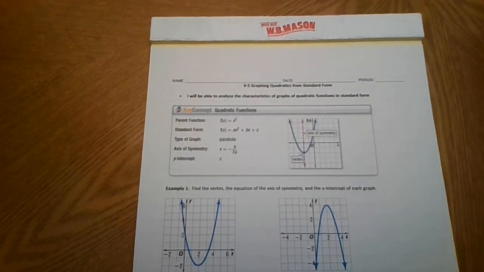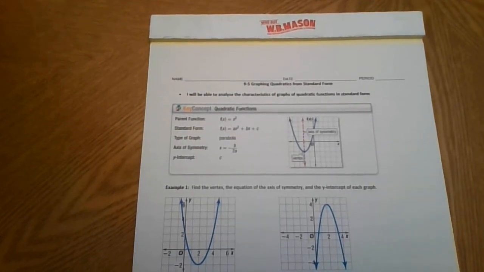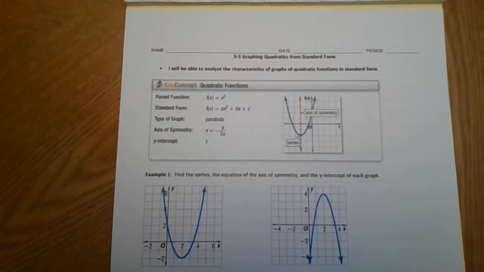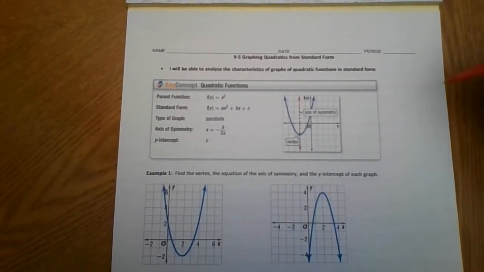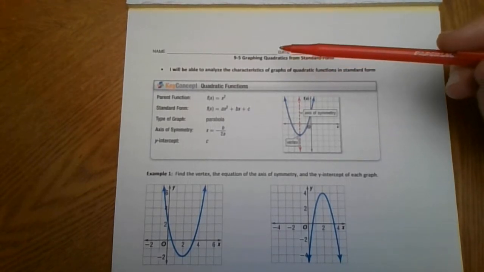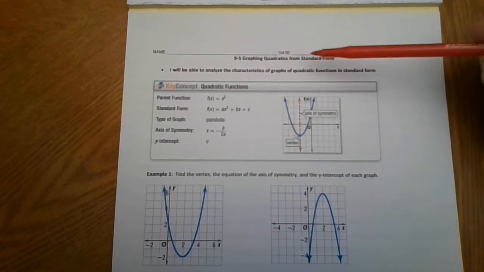Did I hit it? All right, this is Mr. Hendrickson again. We're trying a little experiment. I'm trying to use the camera that's on the computer, and it's a little awkward, but we're going to go with it. This is lesson 9.5, graphing quadratics from standard form.